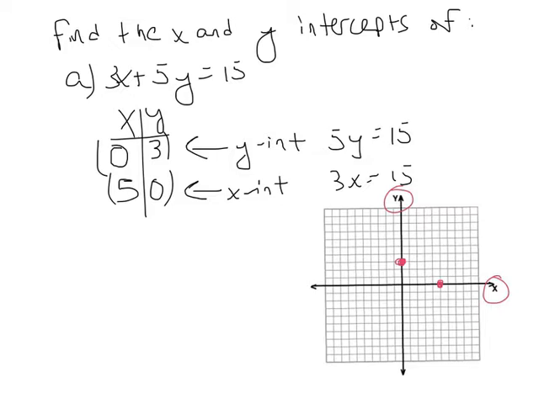So unlike the last section where we're making a table of values and plotting 3 random points, we're still sort of making a table of values, but we're only plotting 2 points and we're plotting two very specific points. The points where our line crosses the y-axis and the point where our line crosses the x-axis.